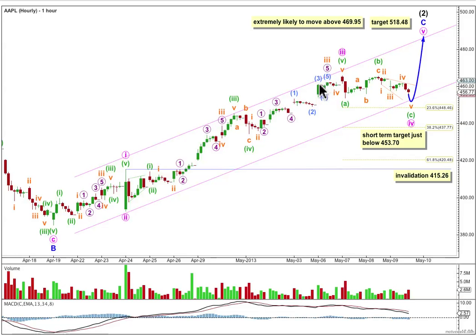Within this extended fifth wave, submicrowave 3 is 0.42 short of 1.618, the length of the first wave, and submicrowave 5 is 0.36 longer than 0.618, the length of submicrowave 1. Within this fourth wave correction, it's unfolding as a regular expanded flat. Minuet wave B is a 97% correction of minuet wave A, so the minimum of 90% is met and passed. And the C wave is unfolding as an ending expanding diagonal.